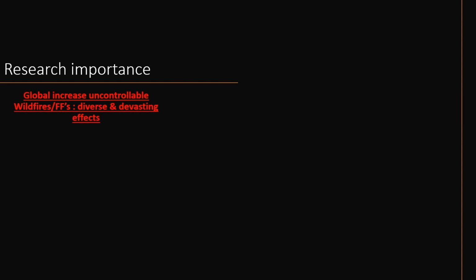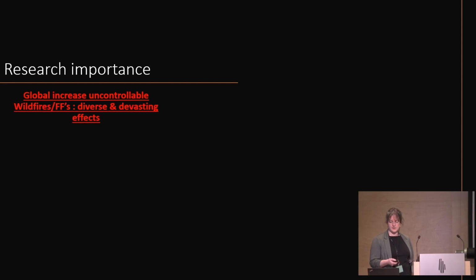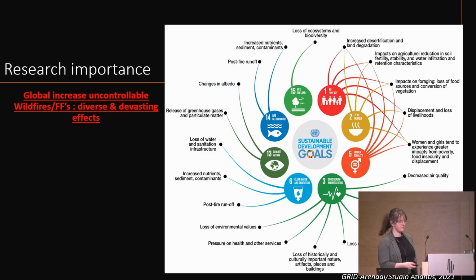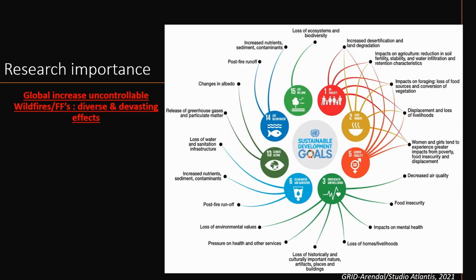So just to begin, I'd like to note that there's a global increase in uncontrollable wildfires and forest fires, which are causing devastating and diverse effects. And this is why this research topic is so important. The UN have listed many different fire effects that occur on a global scale, and the ones I'm going to focus on today are mainly to do with loss of biodiversity and emissions. Fire effect studies provide readiness and preparedness in face of these events.